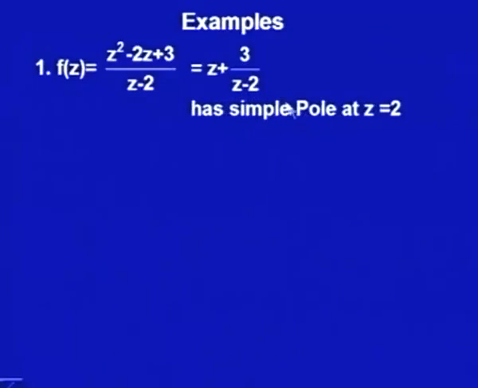This has a simple pole at z equal to 2, because the principal part contains only a single term. So, it is a pole at 2, and that is a simple pole because it is of first order. Let us do some more examples.